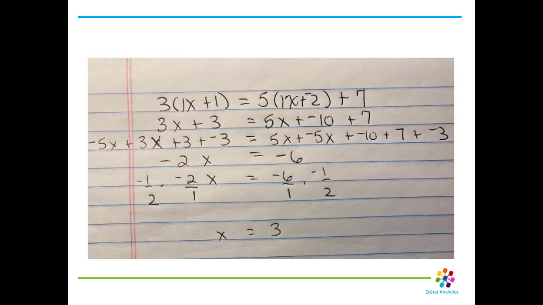It's multiplied, so we want to multiply by its opposite. It's not a fraction, so we put a 1 under it so we can flip it. And multiply by -1/2, that will eliminate the number on the x. Have to do it to both sides, and on the right-hand side, you get 3.